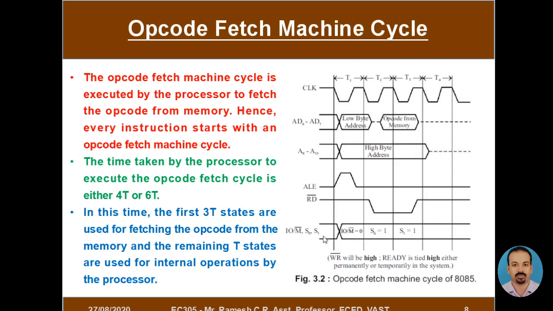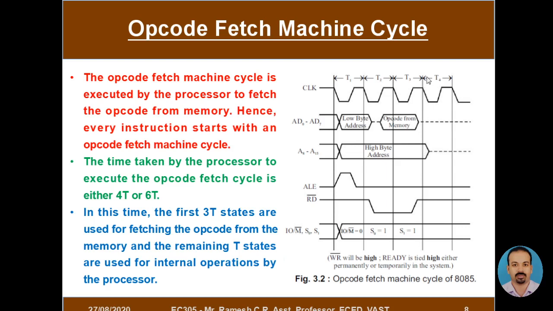There is no change for the S1, S0 or IO bar, M bar signals. They are always the same, because these are the status signals which indicate the operation that has been performed. Now it is always an operation with respect to memory, and the operation is fetching of opcode, so S1 and S0 are equal to 1. At the end of the third clock cycle, you will be placing RD bar high, and at that instant the opcode that was available on the data bus vanishes, as well as the higher address byte which was available on A8 to A15.